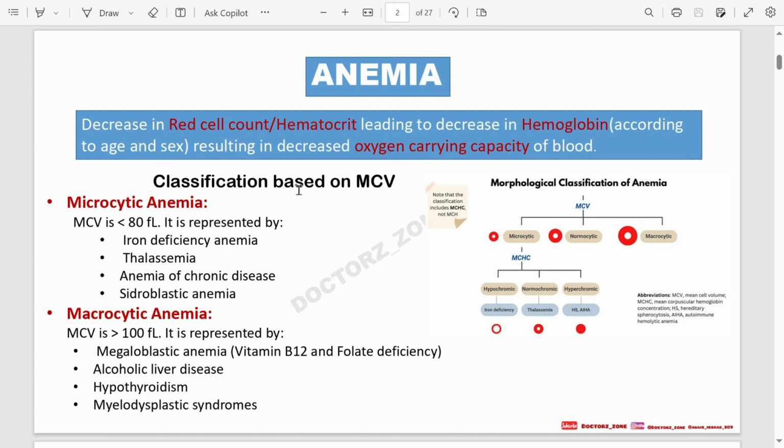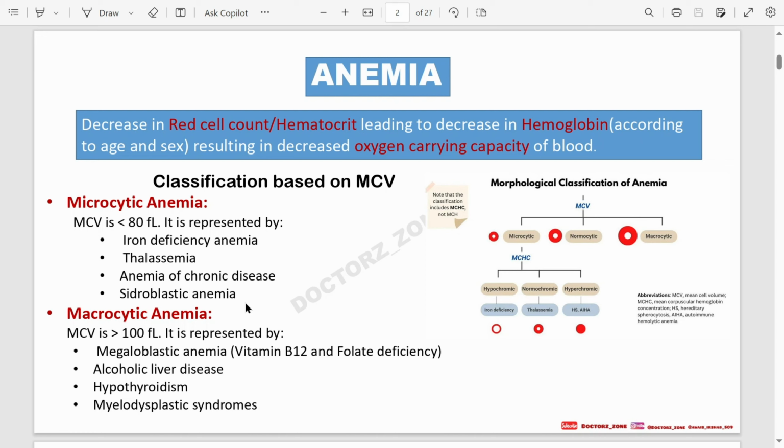So this classification is based on the MCV. First type is the microcytic anemia, in which MCV is less than 80 femtoliter. And which type of diseases cause this type of anemia? These are the iron deficiency anemia, thalassemia, anemia of chronic disease, and sideroblastic anemia.